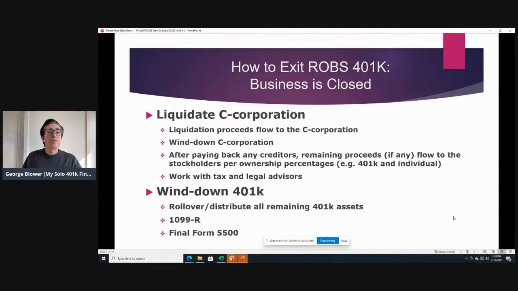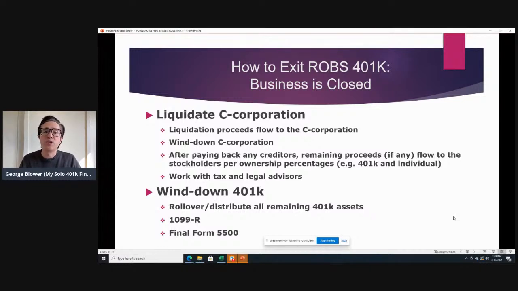So if there's not enough money, the creditors get paid first and then the stockholders get paid. So if there's no money left to return any funds to the stockholders, then nothing goes back to the 401k and nothing goes back to you personally. So that's similar to the liquidation scenario, which is our next slide.